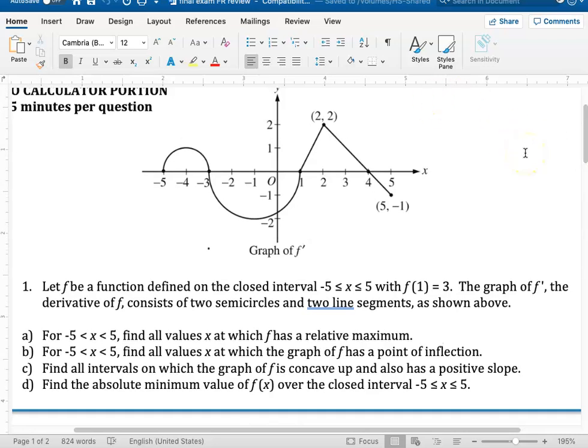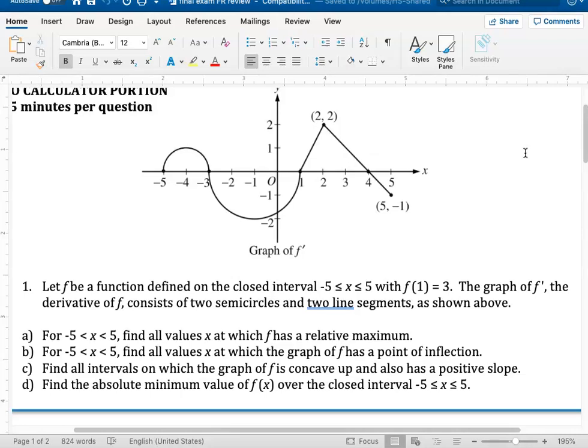So for number 1, we have 2 semicircles and 2 line segments from -5 to 5, and this is the graph of f prime. Notice they didn't make you use the fundamental theorem of calculus to figure out it was f prime. Sometimes they'll say f is the integral from 0 to x of g of x or whatever. They didn't do that. They just said, hey, this is f prime.